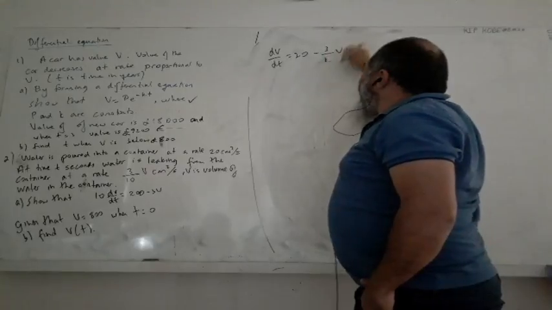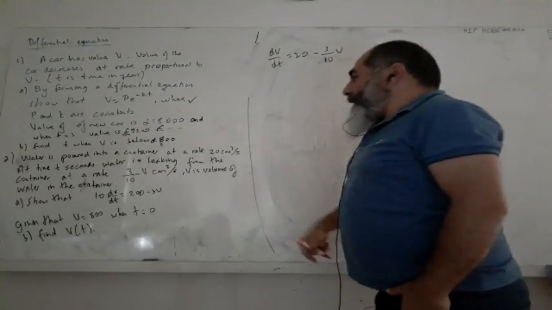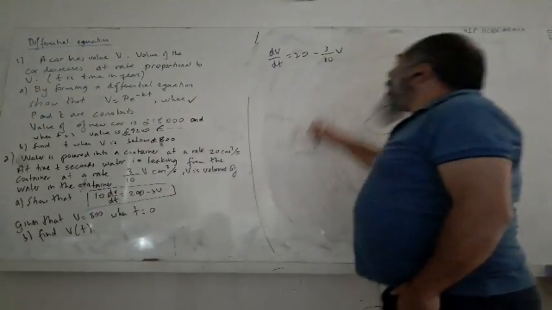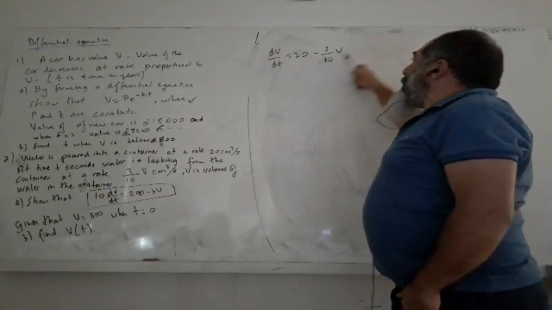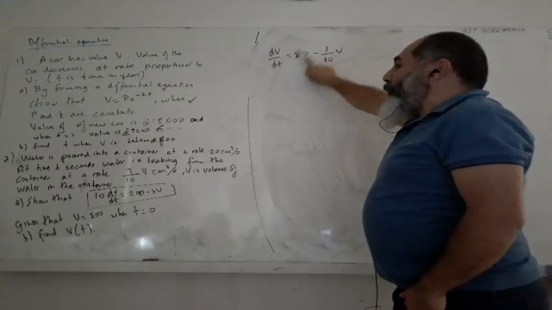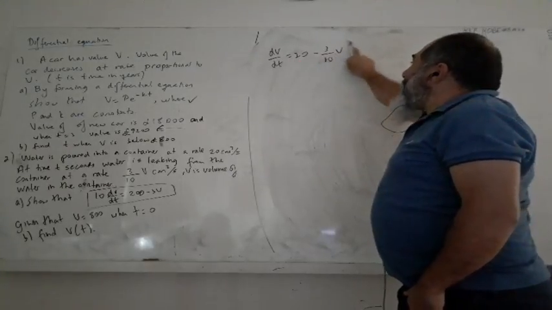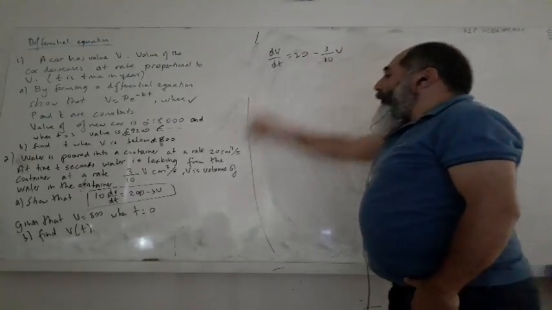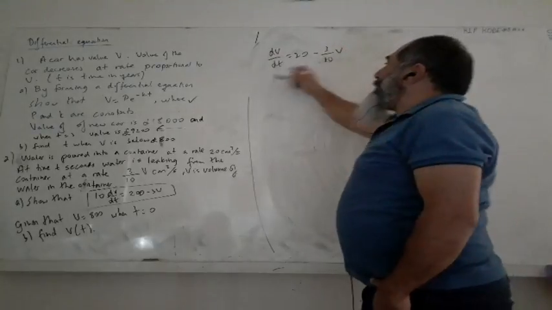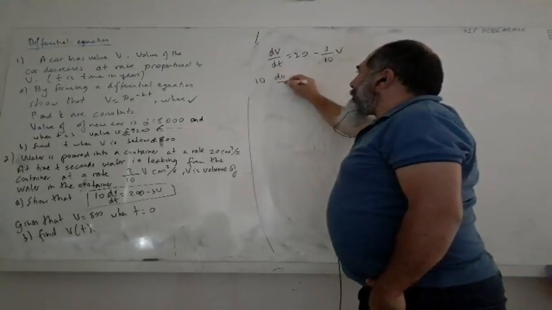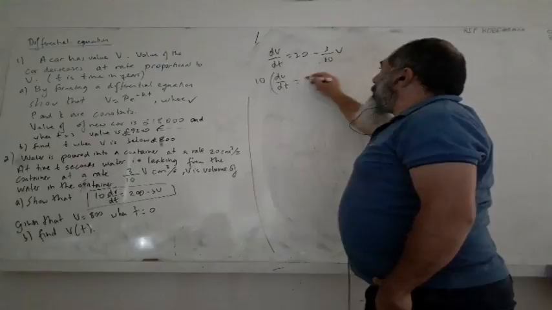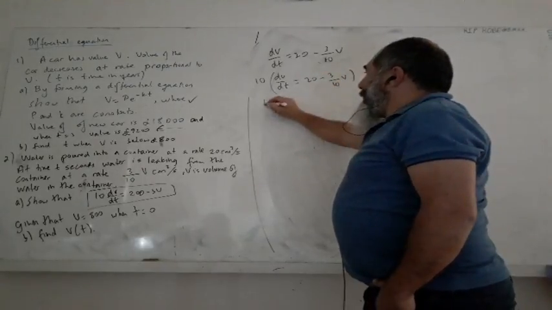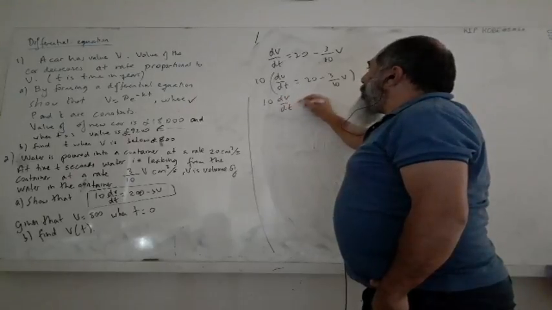And we want to have such a differential equation. As you see, this is plus because it is poured into the container. This is leaking out, so it is negative there. And to have that one, we have to multiply both sides by 10. So we obtain the equation given in the question.